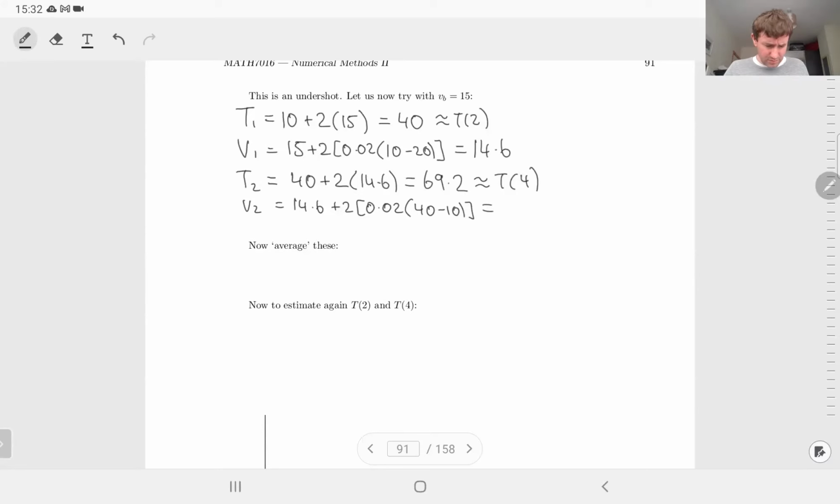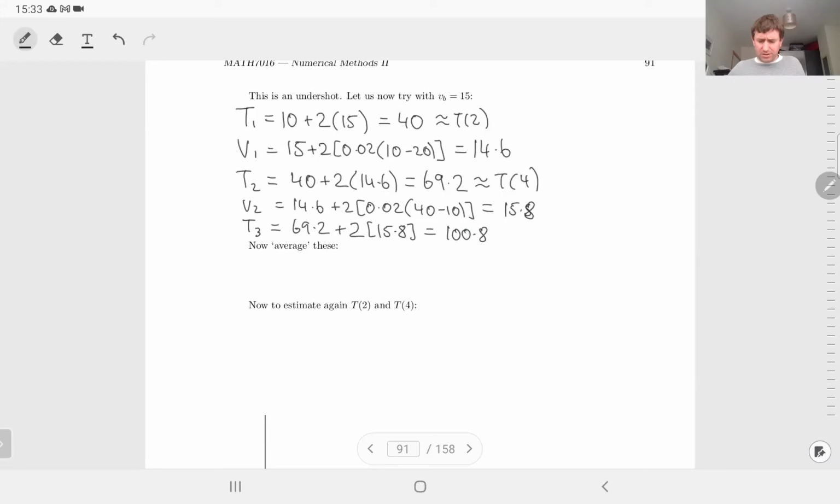14.6 plus 0.04 times 30. I get 15.8. And then finally, T3 is equal to the previous T value, which is 69.2, plus the step size, 2, times the slope of T, which was V, and the previous V is 15.8. So I end up with 69.2 plus 2 by 15.8, 100.8, a big overshoot.